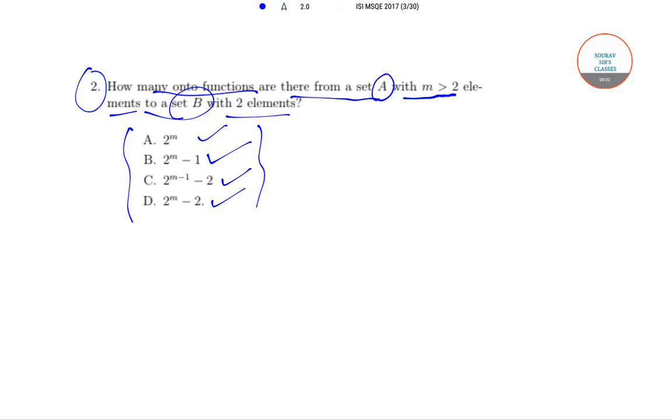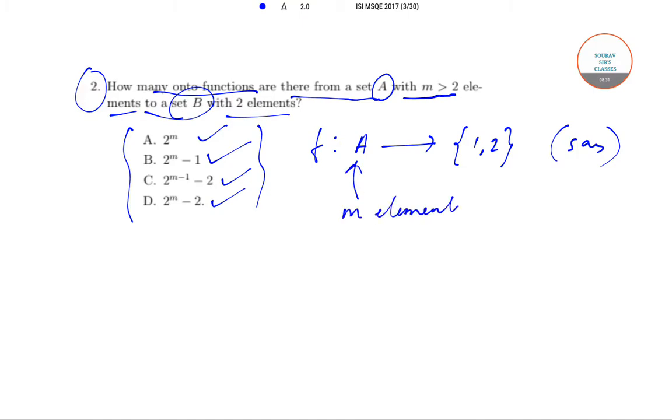So we can write, let f be the function that we are discussing. Then f goes from the set A to a set which has 2 elements. We can write that set as 1, 2. This is the scenario we are talking about. And also it has been said that the set A has m elements, where m is greater than 2. This is the condition.